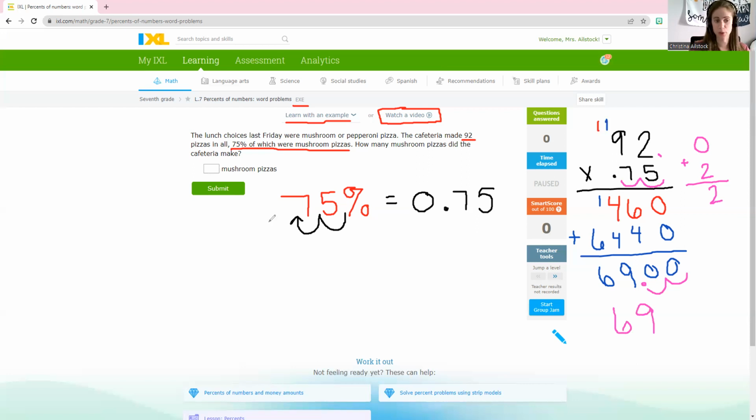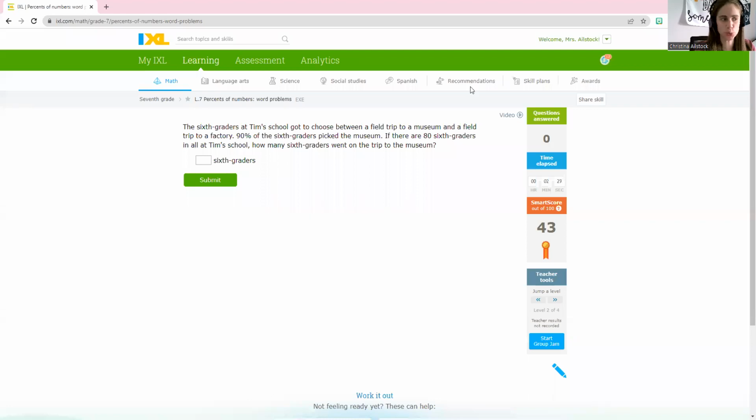So 75% of 92 is 69. So that means there were 69 pizzas that were made with the topping of mushrooms. All right, let's try number 2.